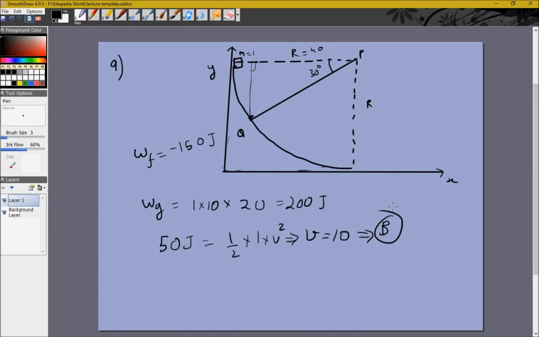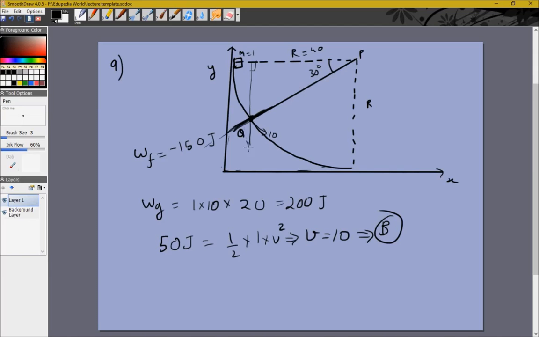Let's look at the 10th one. What is the normal reaction at Q? So now we know v, that is 10. So we can write the equation in this direction. Now we know the acceleration in this direction. We don't know the acceleration in the vertical direction or anything particular, but we do know it in this direction.